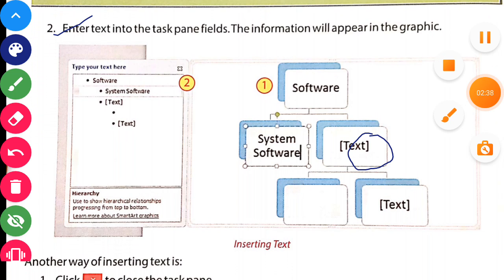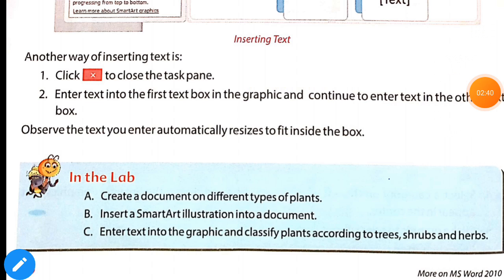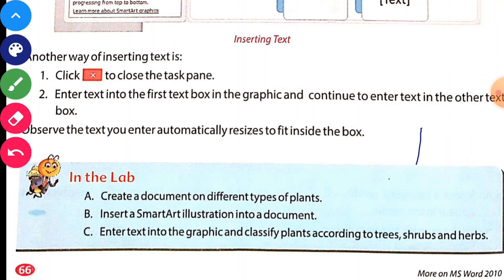Okay, children. There is another way of inserting text: first click to close the task pane and enter text into the first text box in the graphic and continue to enter text in the other text box. Okay, children, and observe the text you enter automatically resizes to fit inside the box.